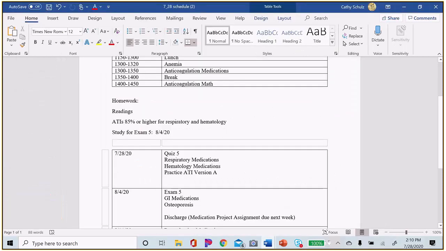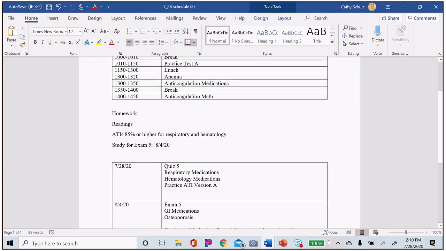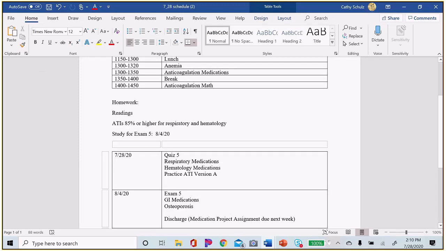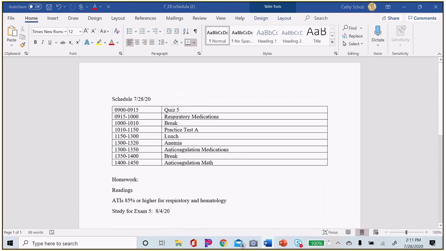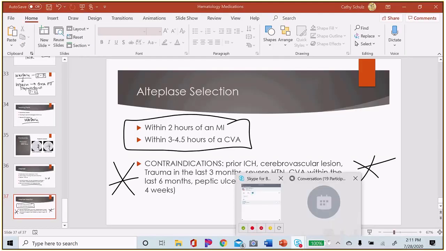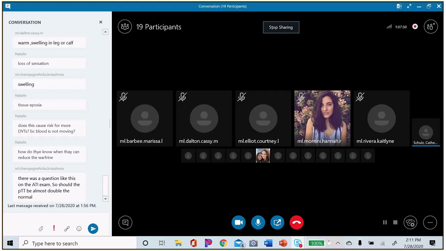So let's take our break. We did go a little over, but that's okay. So it's 10 after 2, so at 20 after 2, we'll do some heparin math together. So come back at 2:20.